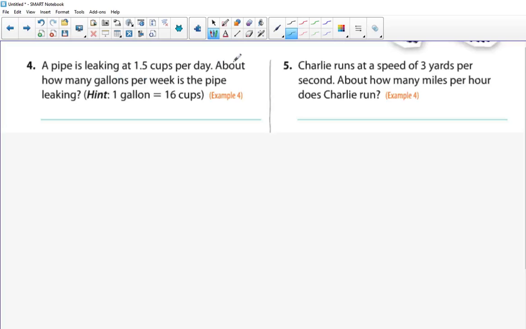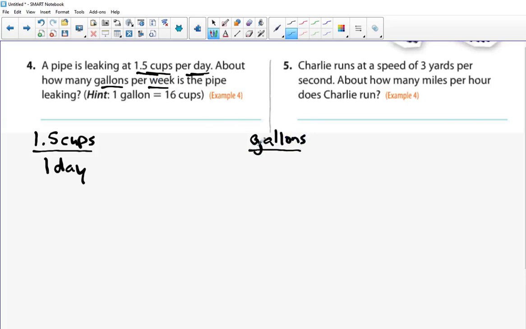Skip down to 4 and 5. The pipe is leaking 1.5 cups per day. So this is our original amount, cups per day, and we want to convert that to a different rate, which is gallons per week. We're going to start with the rate it gives us, 1.5 cups every 1 day. At the end we want to end up with some number of gallons per week, so we want gallons and weeks to be the units we're left with. But right now we have cups and days, so I'm going to need to change both of these.